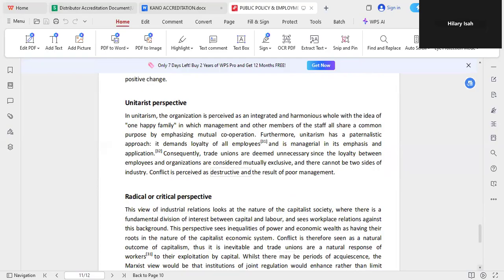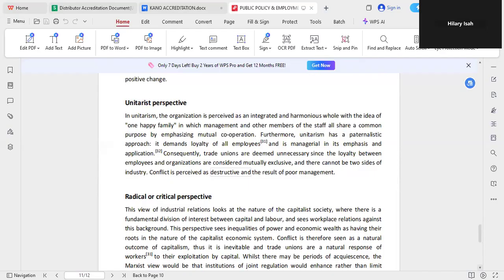Then the unitarist perspective. Now, the organization is perceived as an integrated and harmonious whole, with the idea of one happy family in which management and members of staff share a common purpose by emphasizing what we call mutual cooperation. More like, guys, let us work together to see how we can achieve our goal and aim.